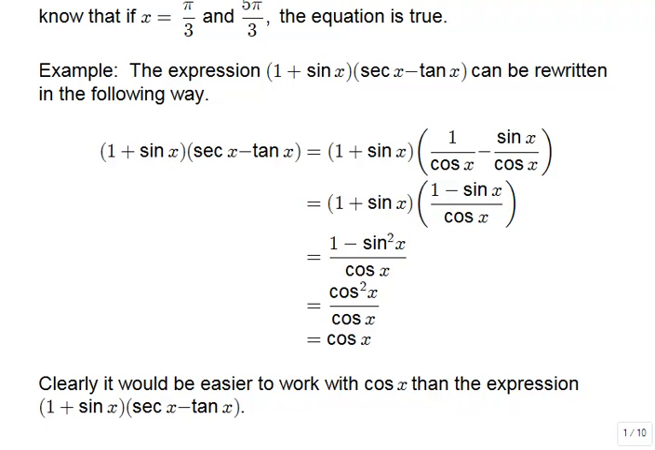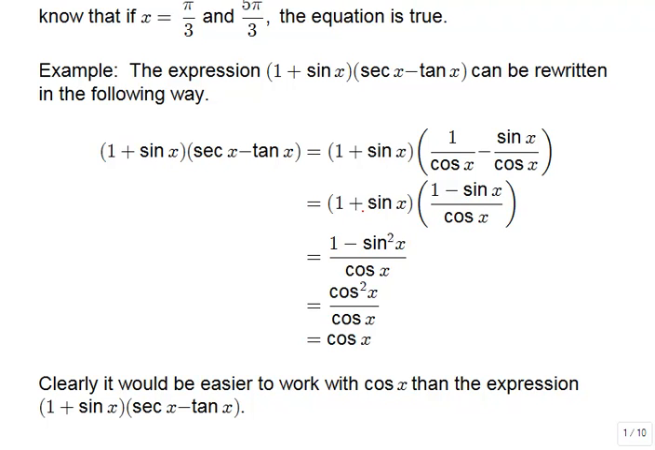Another example would be, suppose we wanted to simplify the expression 1 plus sine x times the quantity secant x minus tan x. Well, one thing you could notice is that secant of x could be rewritten as 1 over cosine x, and tangent of x could be rewritten as sine x over cosine of x. Those have a common denominator, so we can consolidate them into a single fraction and make it 1 minus sine x all over cosine x.